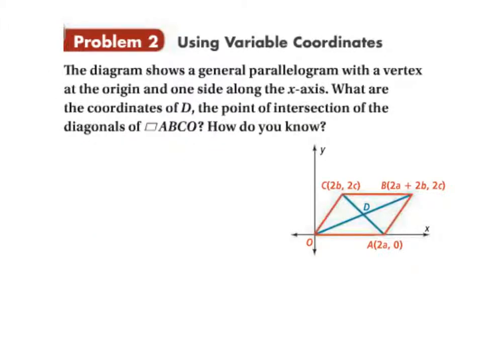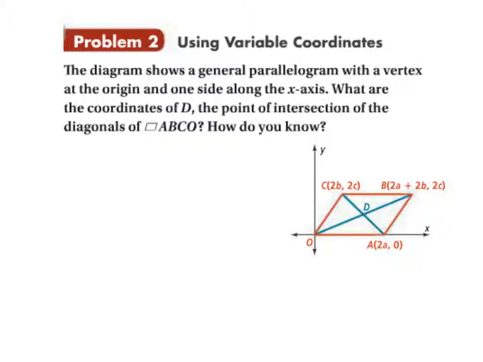Oh, they're going to make it a little trickier for us. Here we go. The diagram shows a general parallelogram, with a vertex at the origin and one side along the x-axis. Okay, that shows it all nicely there. What are the coordinates of point D, which is the intersection of the diagonals? So we have to go back to parallelogram. What do you know about the diagonals in a parallelogram?